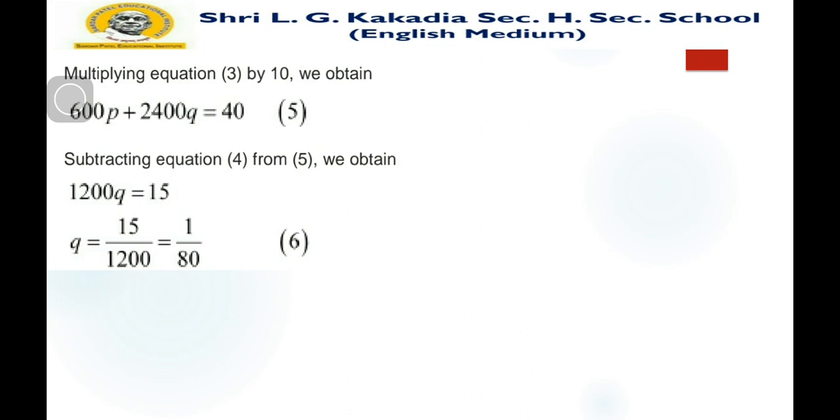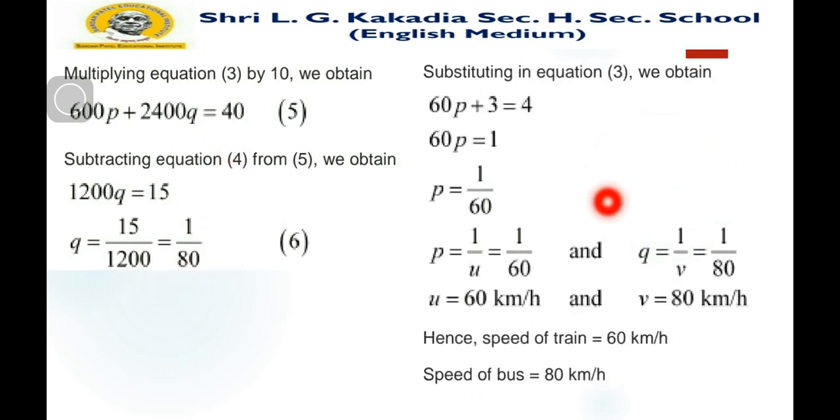Multiplying equation number 3 by 10 we obtain 600p plus 2400q is equal to 40. Now from equations 5 and 4, subtracting equation number 4 from 5, we get 1200q is equal to 15, and hence q is equal to 15 by 1200, and after cancelling common terms we find 1 over 80. Now q is equal to 1 over 80, and we can find the value of p by substituting in equation 3. We obtain 60p plus 3 is equal to 4, then 60p is equal to 1, and hence p is equal to 1 over 60.